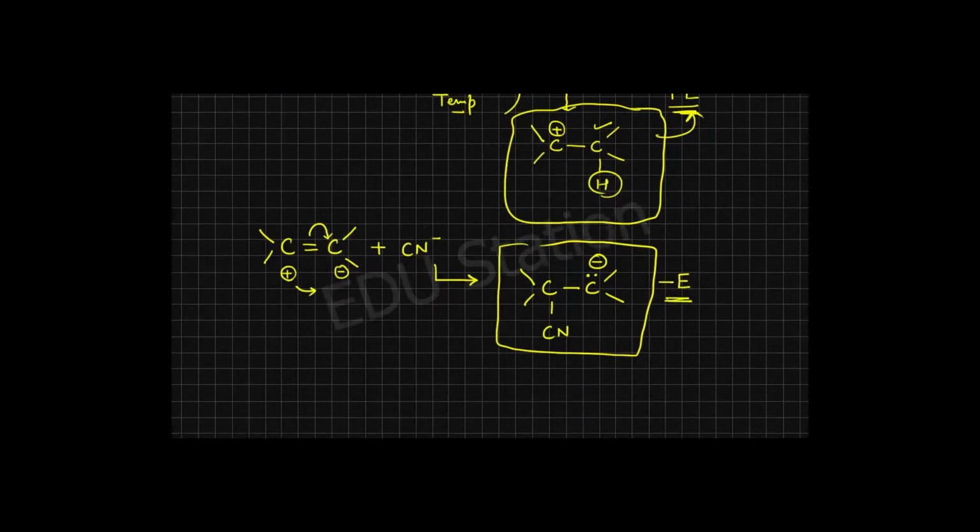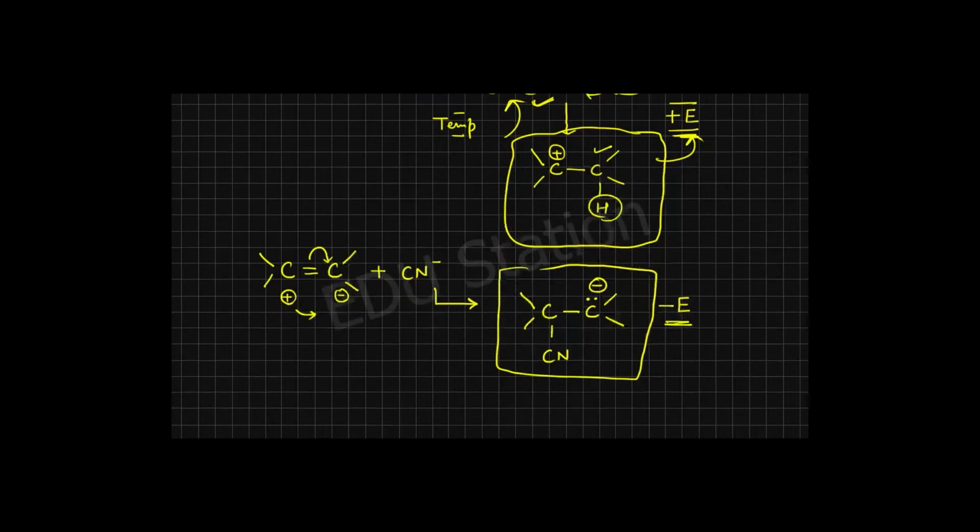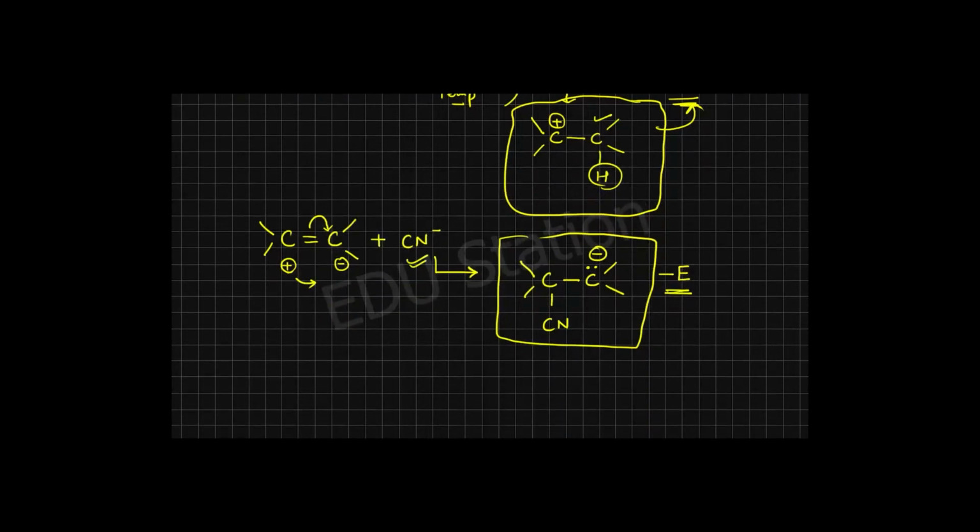The technical definition: if the attacking reagent attaches to the carbon which is getting the electrons, then it is plus E. If the attacking reagent attaches to the carbon which is not getting the pi electrons, then it is minus E. This is the technical definition, but if it is negative, then it is minus E. If it is positive, it is plus E. And the most important thing that you need to know about this effect is that this is temporary. If you remove the reagent, the effect will go away.